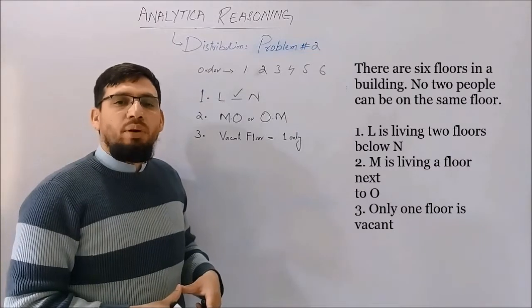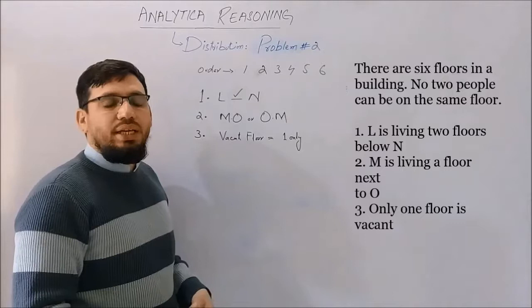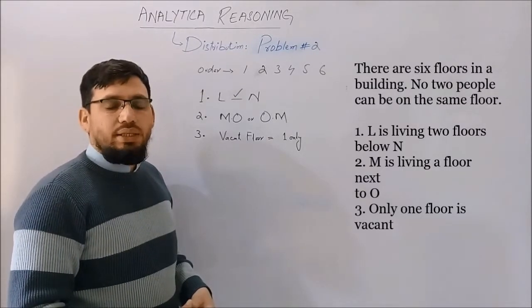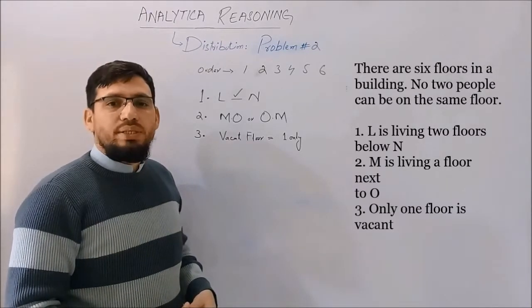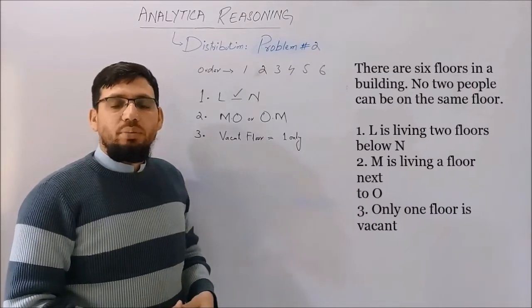And the third information about this order is that one floor must appear empty in that order. It means there are 5 people living in this building. But the names given to us are L, M and O. Meaning one more person is also living in this building, but the name of that person is not mentioned over here.